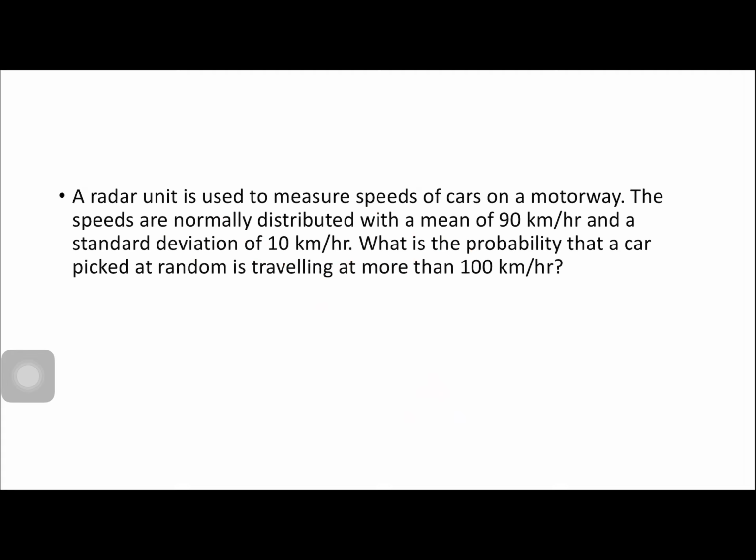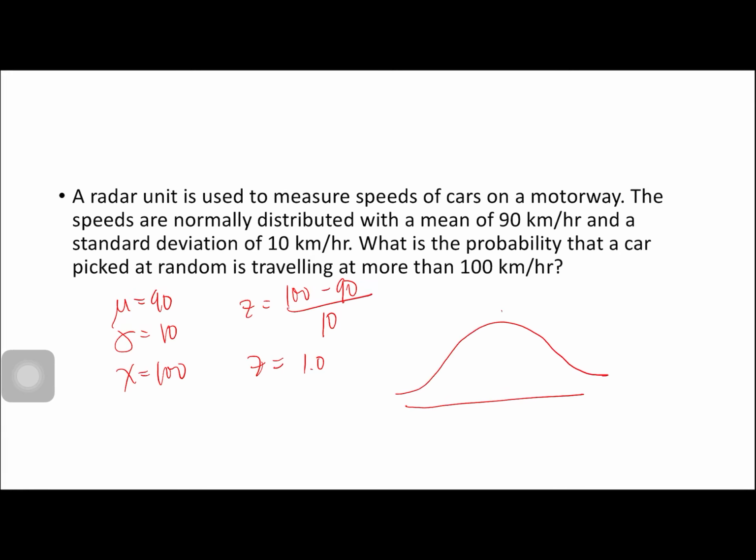Okay. Next, a radar unit is used to measure speeds of cars on a motorway. The speeds are normally distributed with a mean of 90 kilometers per hour and a standard deviation of 10. What is the probability that a car picked at random is traveling at more than 100 kilometers per hour? So we have there mu of 90, sigma of 10. Our x is 100. So z is equal to 100 minus 90 over 10. So that is z is equal to 1.